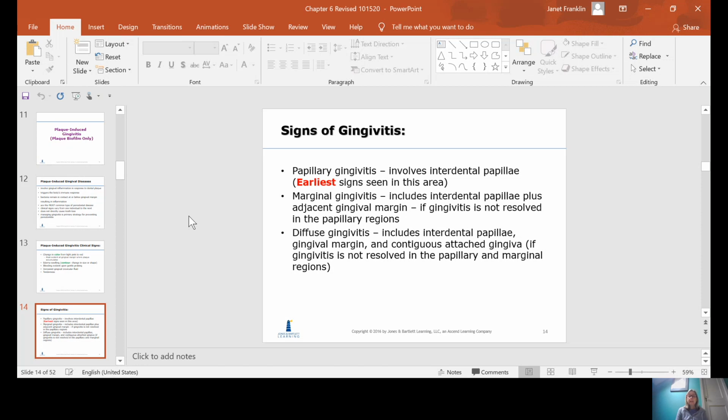Signs of gingivitis. The papillary regions, or the interdental papilla, are involved first. They're the earliest signs seen in the area. So when you first start clinically seeing gingivitis, it's usually going to start in the papilla. It will then move to the gingival margin, so now it'll affect the papilla and the gingival margin, and then it will continue to become more diffuse. So it'll affect the papilla, the gingival margin, and down the attached gingiva to the mucogingival junction.